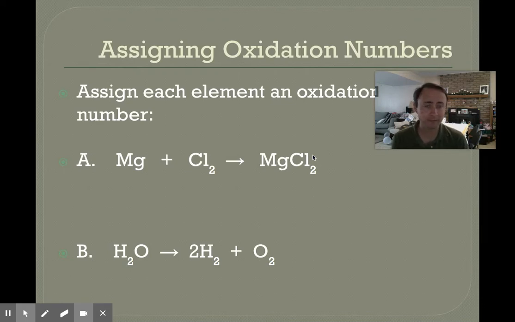And there you have it. That's all you need to know for assigning oxidation numbers, and then we'll be able to identify when we've had an oxidation reduction reaction. All right, that's it. Good luck, and see you next time.